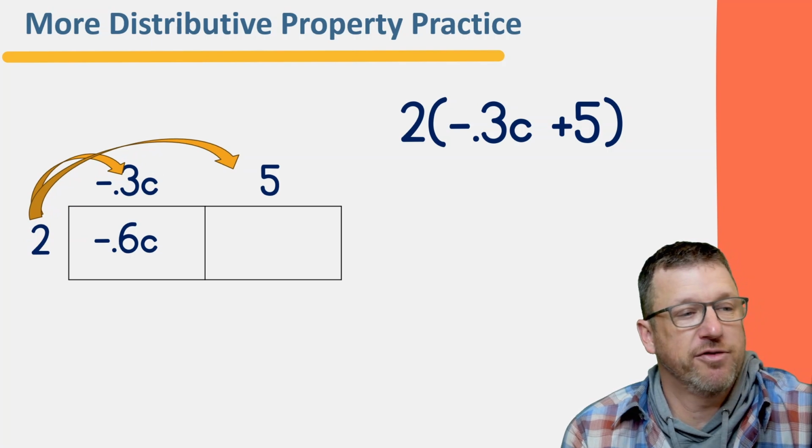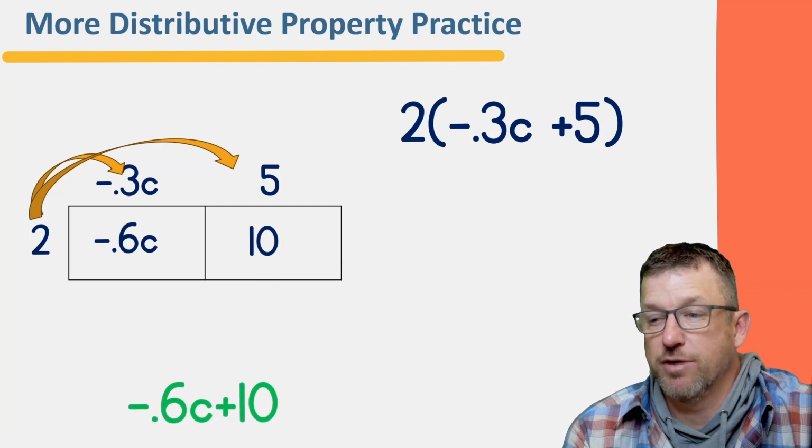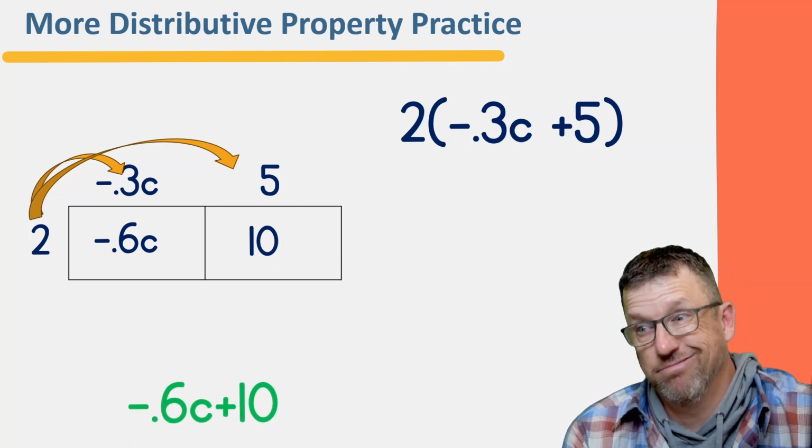Then we're going to multiply 2 times 5. Both of those are positive, so that equals 10. So we just carry those down and we say negative 0.6c. The 10 was positive, so we say plus 10. There's our answer.